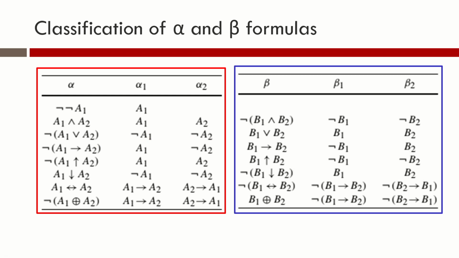Now, we will consider the beta formulas. Beta formulas are the disjunctive ones. See here, B1 or B2. In this case, either B1 should be true or B2 should be true. We decompose this into beta 1, which is B1, and beta 2, which is B2. Same is the case here. Negation of B1 and B2 is negation B1 or negation B2, and we decompose it as negation B1, negation B2. Beta 1 is negation B1, beta 2 is negation B2.